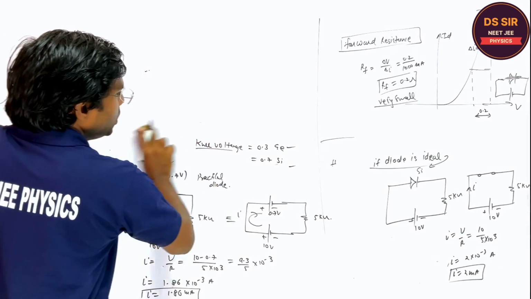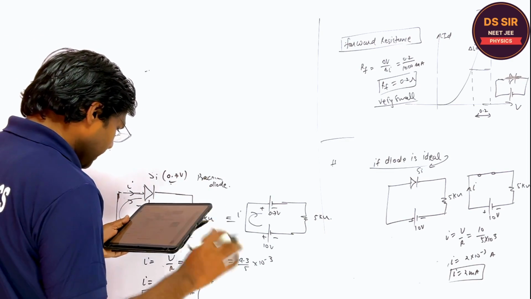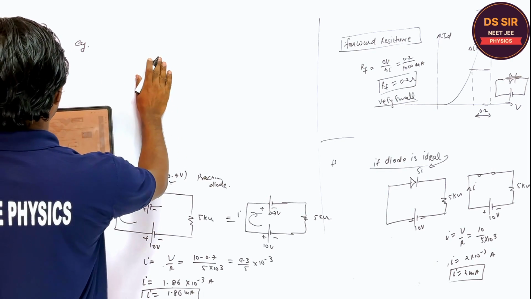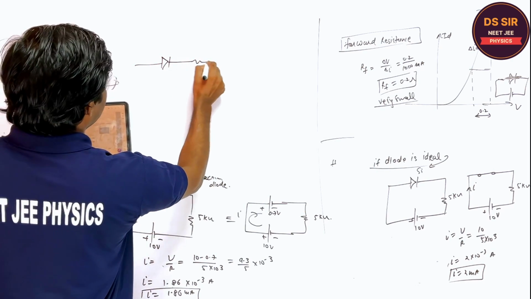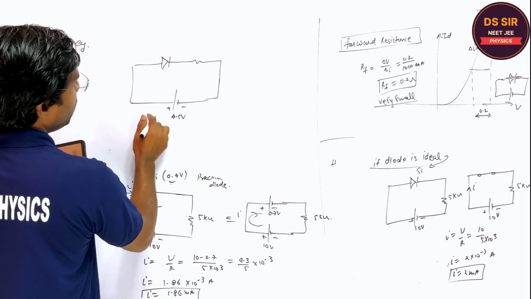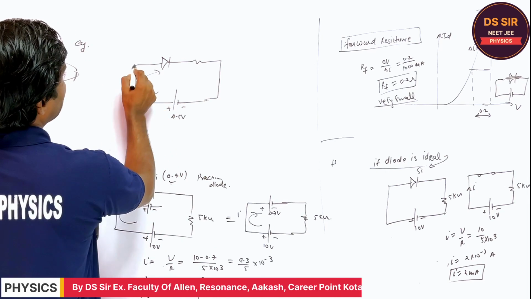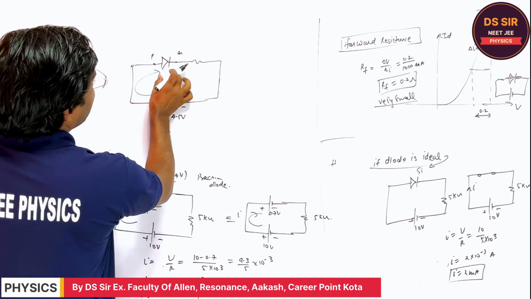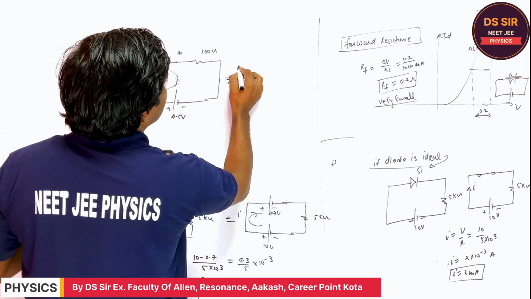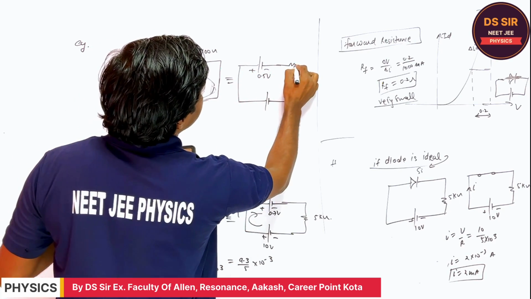Copy this. In this question, although for silicon and germanium the barrier potentials are 0.7 and 0.3, here they have given the barrier potential. This is the diode, this is the resistance, and this is the EMF of the battery, 4.5 volt. First of all, is this diode forward or reverse biased? Forward, because the positive terminal is connected to P. The resistance is 100 ohm, and the barrier potential of this diode given in the question is 0.5 volt. Sanjay, is it clear or not? You tell.